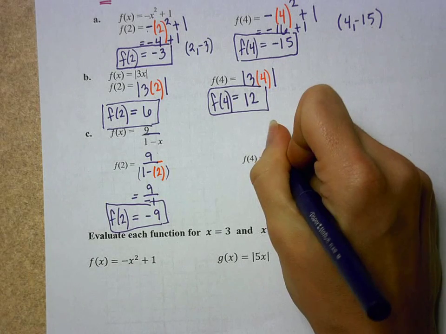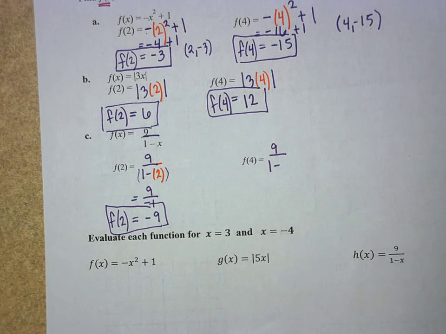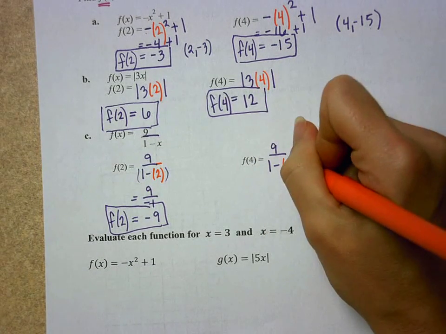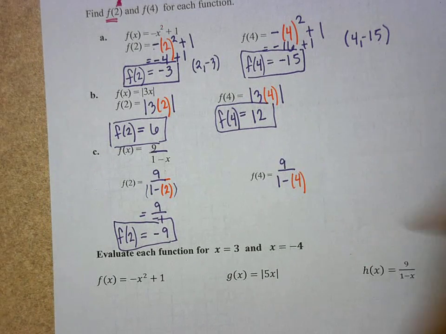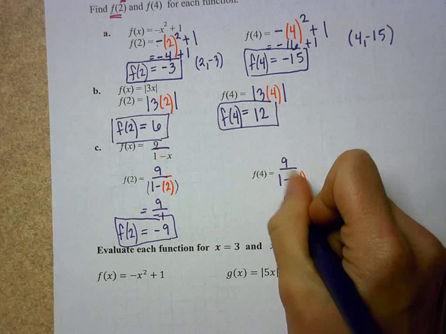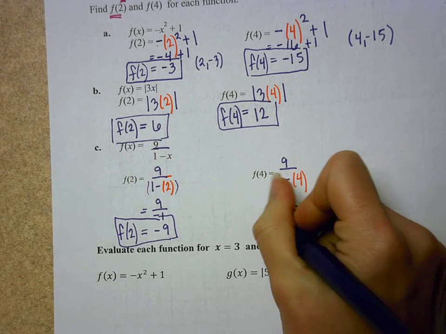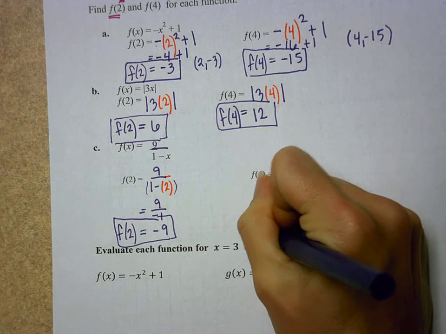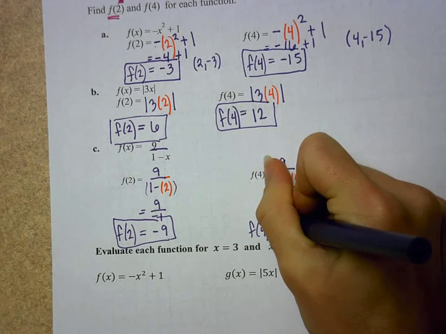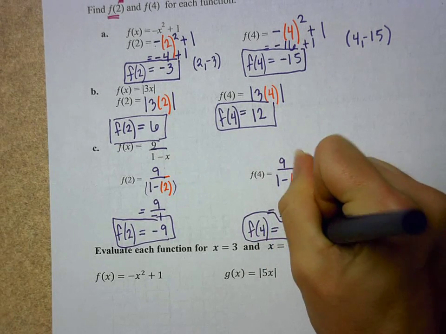Let's try the next one. 9 over 1 minus 4. Do the denominator first. So 1 minus 4 is negative 3, which makes it 9 over negative 3, which comes out to equal negative 3. So this function, when you plug in 4, is equal to negative 3.